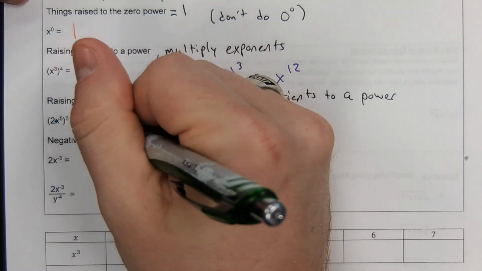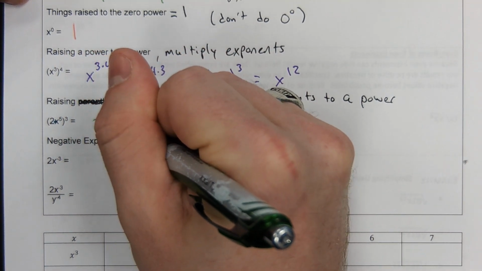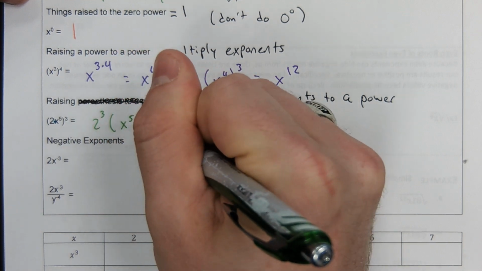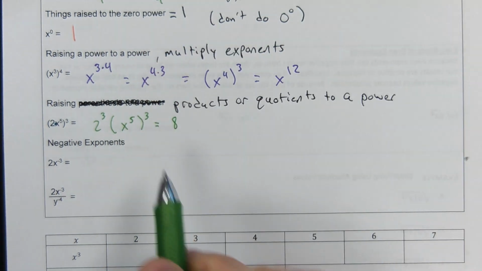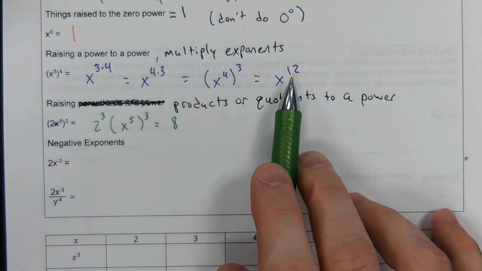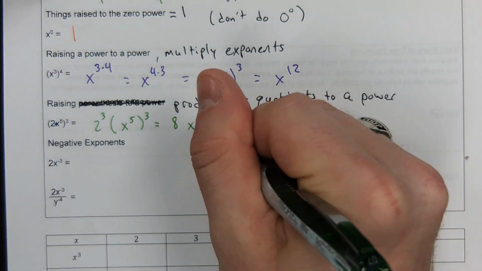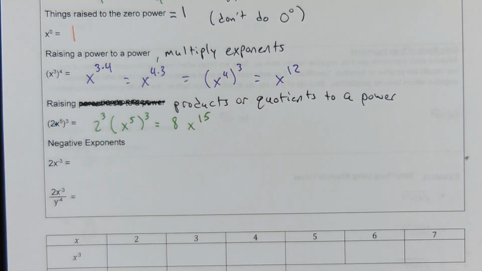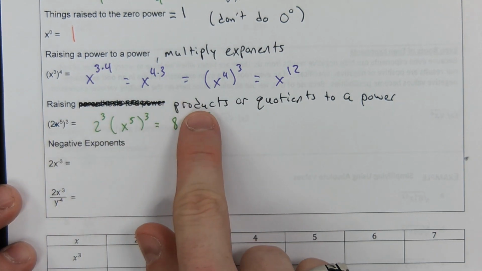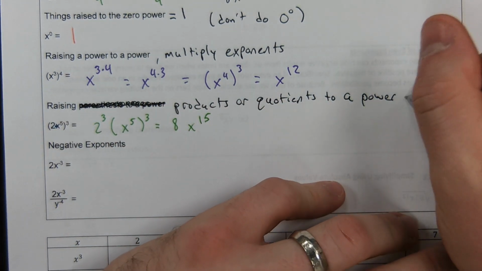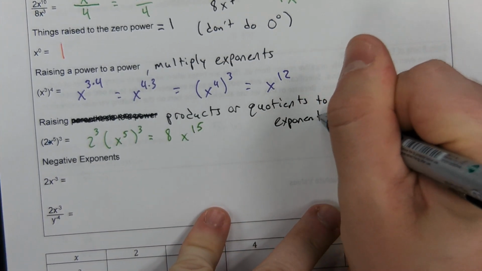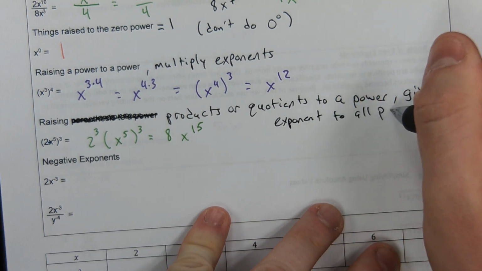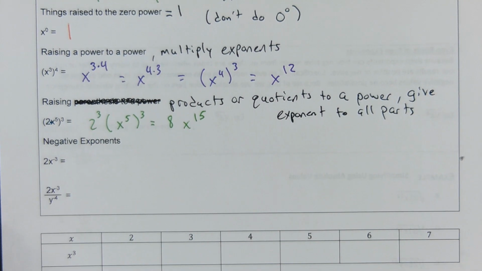So I'm going to write it as 2 to the 3rd times x to the 5th to the 3rd. And like Gabriel said, 2 to the 3rd is 8. And here we have a power to a power situation, which we just talked about. So we multiply and get x to the 15th. There it is. So I guess the resulting rule, raising products or quotients to a power, the rule is give the exponent to all parts. And then if there are other rules that have to take place, then other rules have to take place.